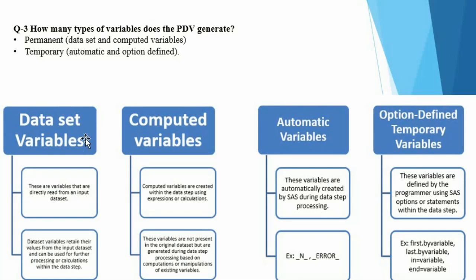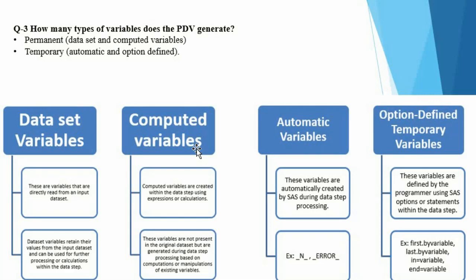Now let's understand the theory definition. Data set variables, as I told you, are a part of the raw data. Those variables already exist in the raw data. These are the variables that are directly read from an input data set. Data set variables retain their value from the input data set and can be used for further processing or calculation within the data set. Whatever values are in the raw data will be directly fed into the data set variables.